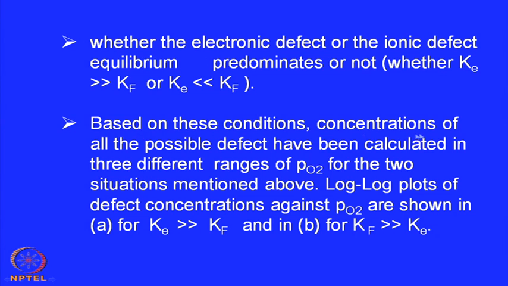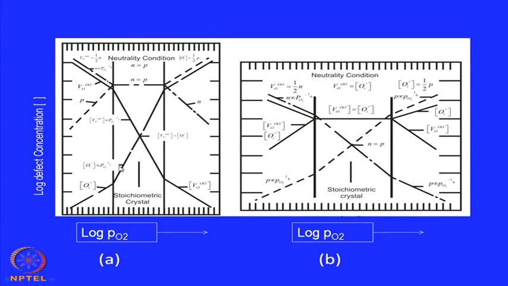Based on these conditions, concentrations of all the possible defects have been calculated in 3 different ranges of PO2 for the 2 situations mentioned above. Log plots of defect concentrations against PO2 are shown in diagram A for Ke greater than Kf, and in B for Kf greater than Ke. Now, this may not be very clear just now, but when we go to the diagram, it will be quite clear what exactly we mean.